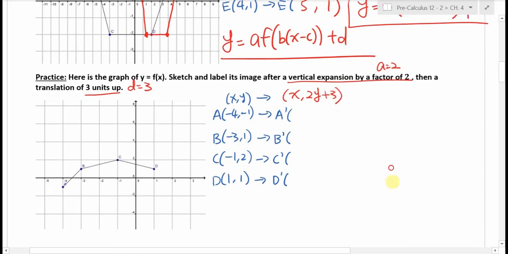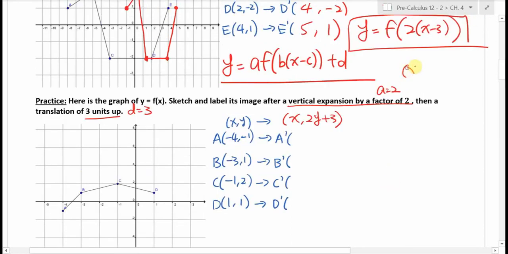Okay, so maybe I'll write this down here. If we combine everything that we did, x comma y really becomes x over b, right? That's the translation, plus c. And the y value becomes a times y plus d. Okay, so that's what really happens right there. Okay, so again, a is 2, so 2 times y plus d, which is 3 right there.